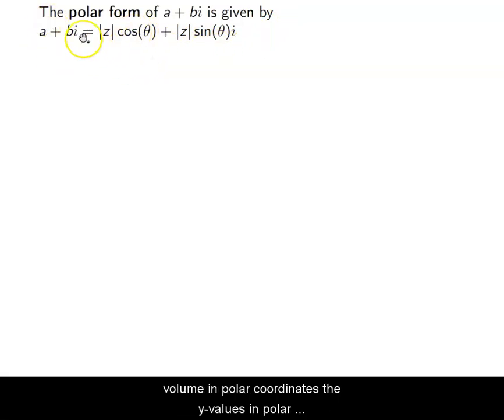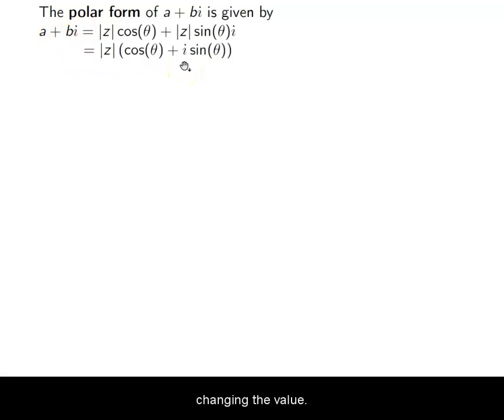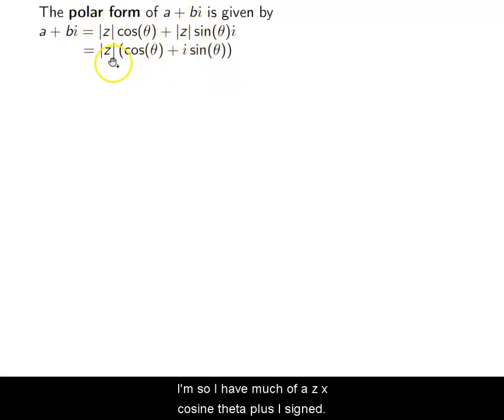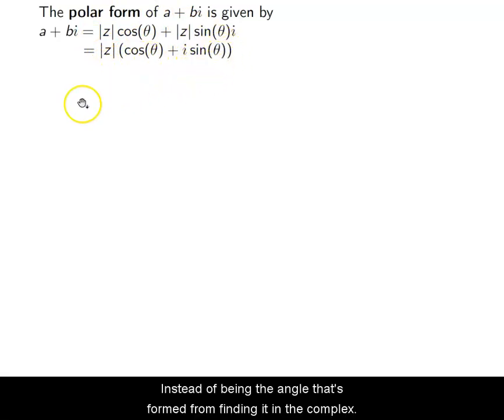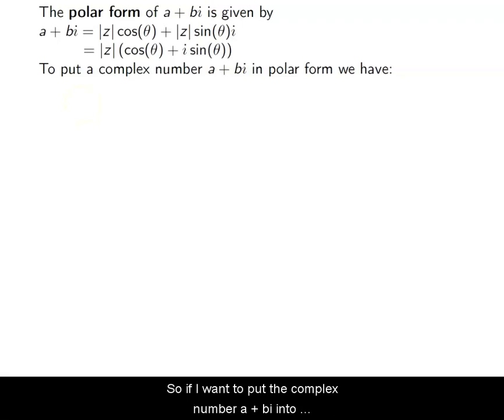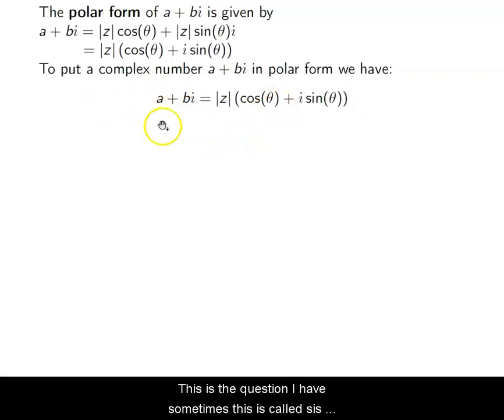The x value in polar coordinates, the y value in polar coordinates. I still have this i because I'm just changing the form in which I'm representing it, but I'm not changing the values. Here I can pull out that constant value of the modulus, the length of that line. So I have modulus z times cosine theta plus i sine theta, again, theta being the angle that's formed from plotting it in the complex plane. So if I want to put the complex number a plus bi into its polar form, this is the equation I have. Sometimes this is called cis, since it's C-I-S.